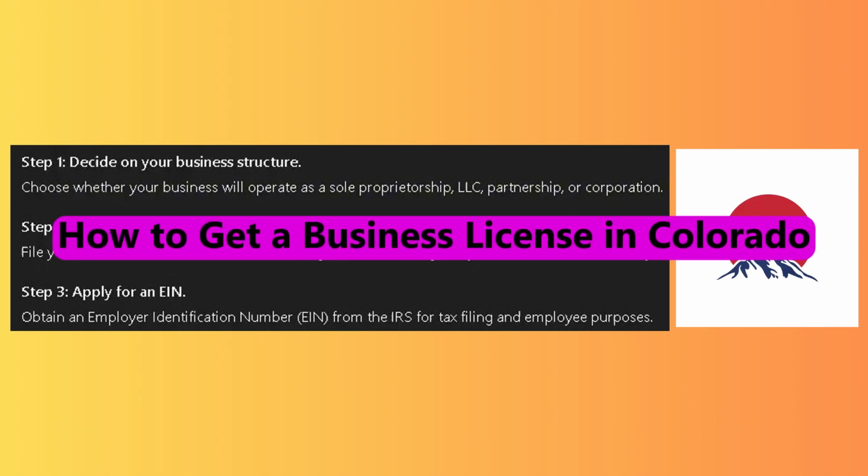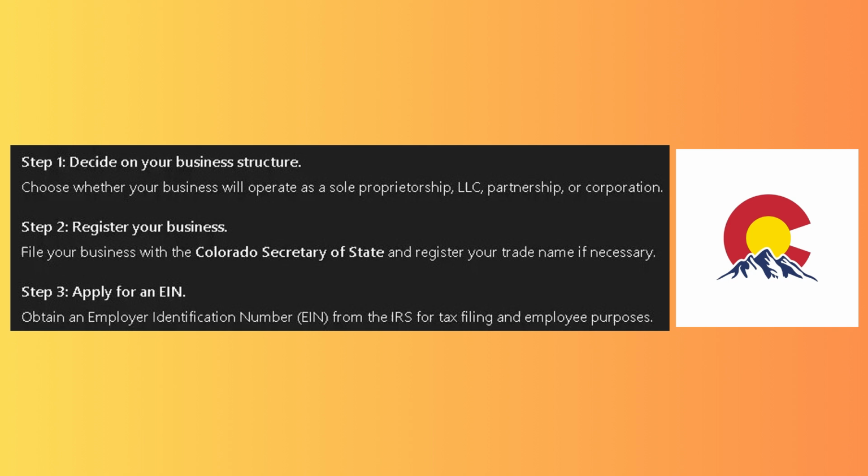In this video, you will learn how to get a business license in Colorado. Decide on your business structure. Choose whether your business will operate as a sole proprietorship, partnership, LLC, or corporation. Register your business. File your business with the Colorado Secretary of State. Register your trade name if necessary. Apply for an EIN. Obtain your Employer Identification Number, or EIN, from the IRS for filing taxes and employee purposes.